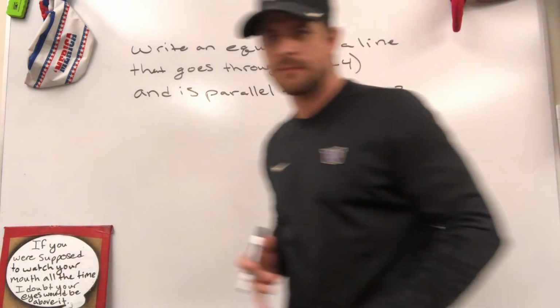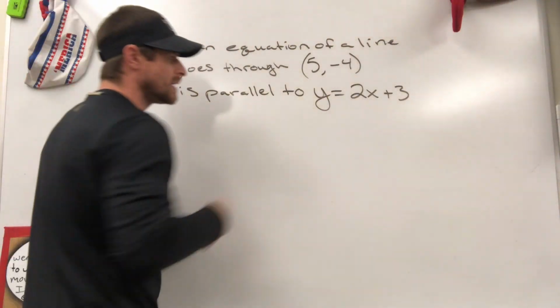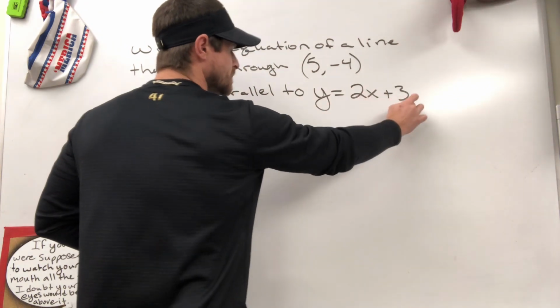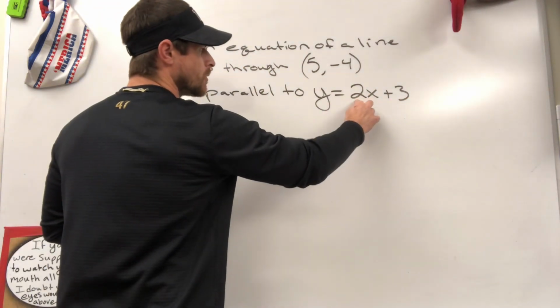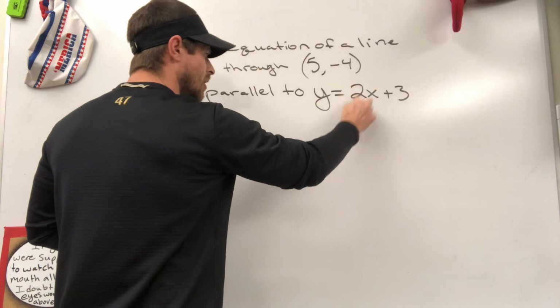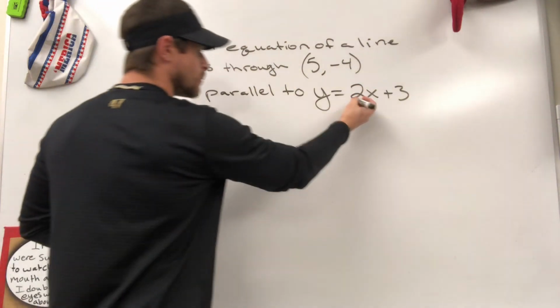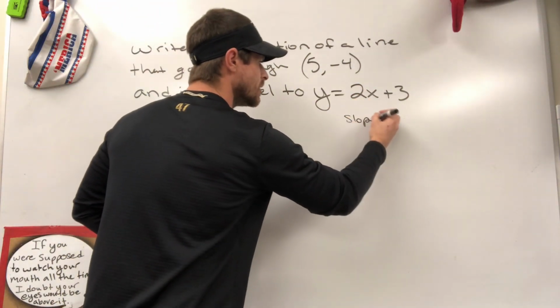We should be happy about the fact that it's in slope-intercept form because when it's written out y equals mx plus b, we are given the slope. The number attached to the x is always our slope. So we can write directly underneath this, slope is 2.